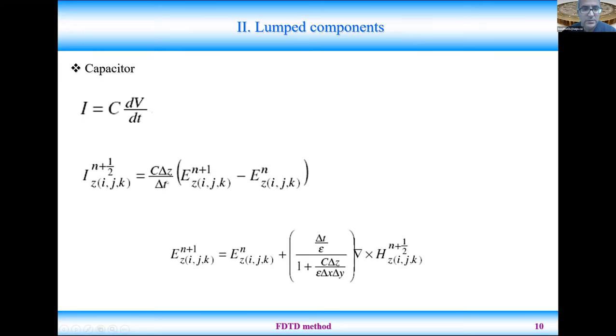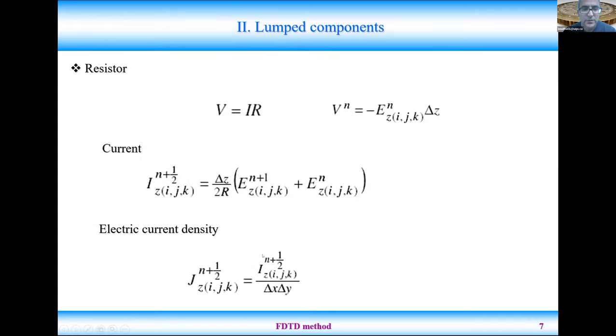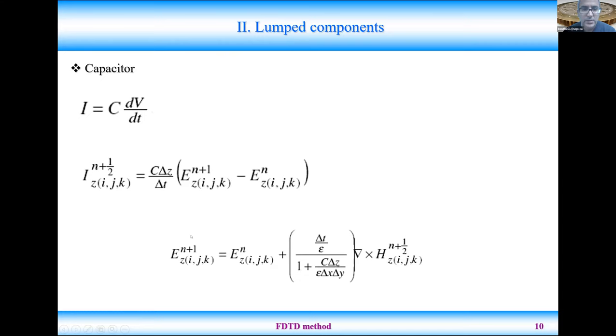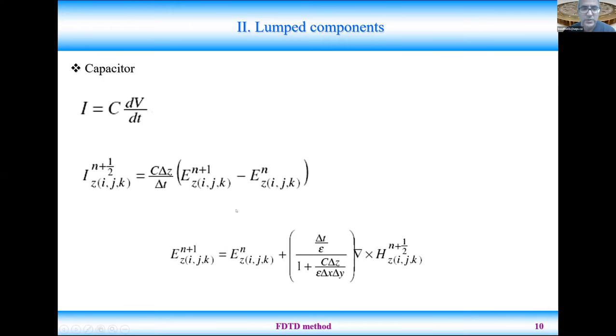After that, there is a step here we didn't show, where we write the current density as a function of the current by dividing it by delta x delta y. And then we use Ampere's law, introduce the current density in it, and resolve the equation that will give us the update of Ez, like we did for the resistor. If we do it for the capacitor, it will be like this. So let me just draw again.